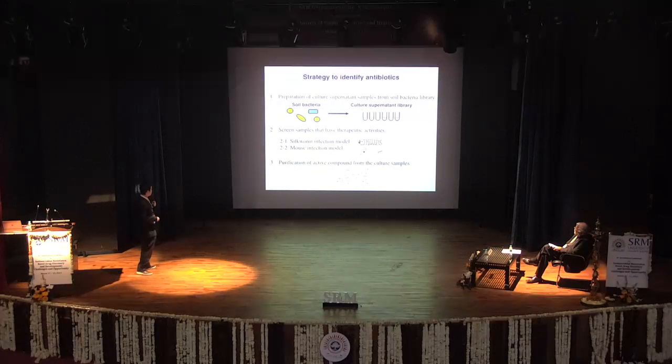So then we constructed the strategy to identify antibiotics. First, we prepared culture supernatant samples from a soil bacteria library. Second, we screen the samples that have therapeutic activity. We perform this first using the silkworm infection model, and the identified chemicals are checked again using the mice infection model. Third, purification and determination of the structure of the active compound from the culture samples.